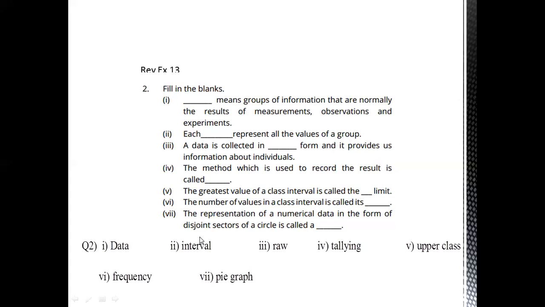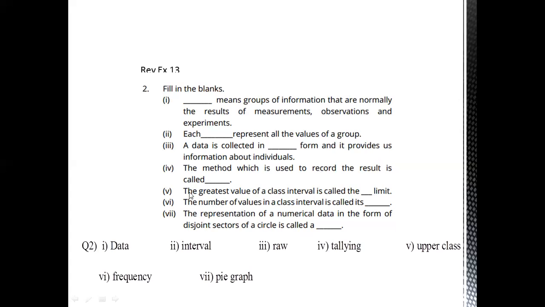Interval. Third is: data is collected in dash form and it provides us information about individuals in raw form. It's not arranged. We arrange it after that, first we calculate in raw form. So raw comes in this blank. Fourth is: the method which is used to record the result is called tallying. The tally marks which we draw as straight lines.